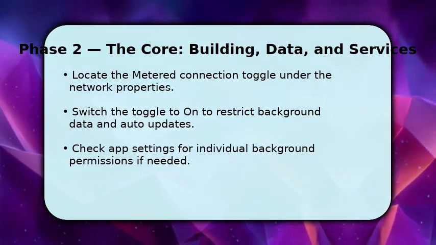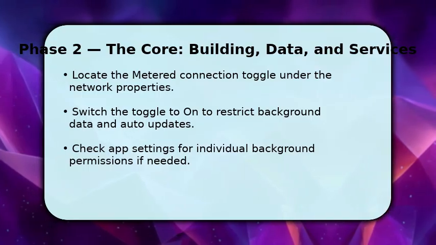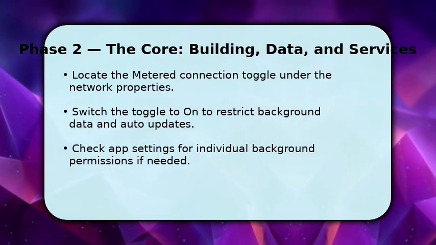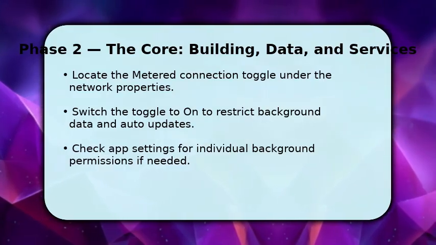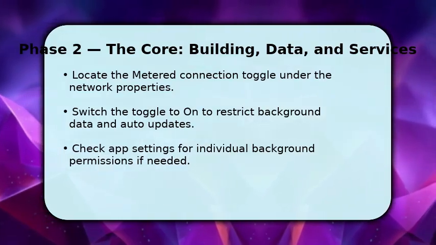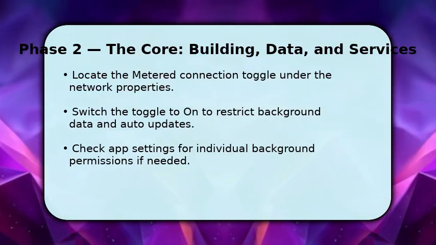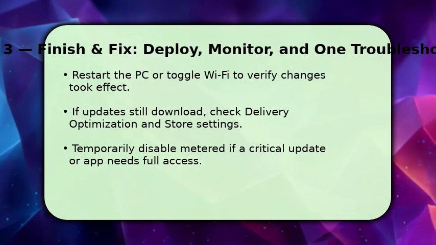Once enabled, verify app-specific sync and update settings because some apps ignore the metered flag by default. Also note OneDrive and Microsoft Store can be set to limit downloads under their own settings, so adjust those if you want stricter control. Finish by verifying the change.